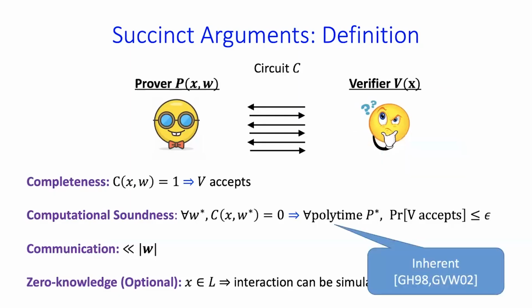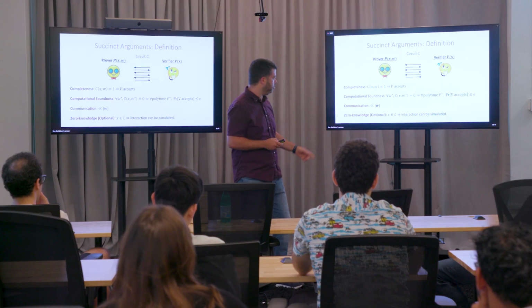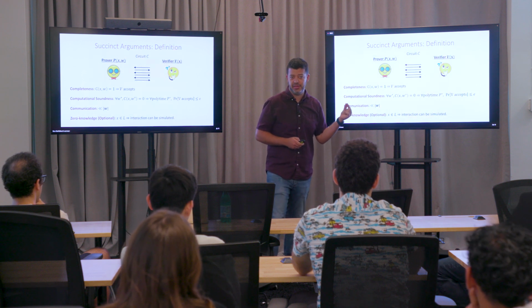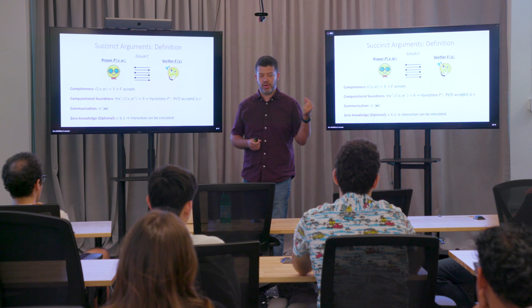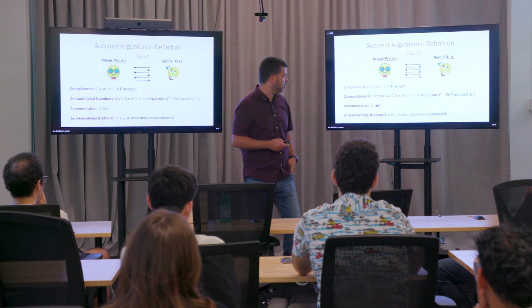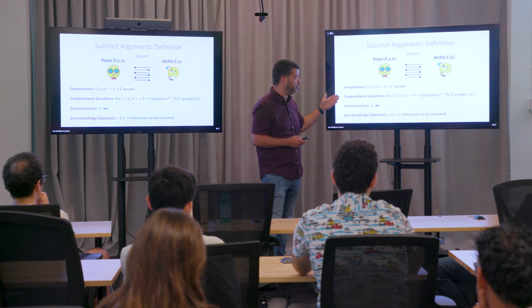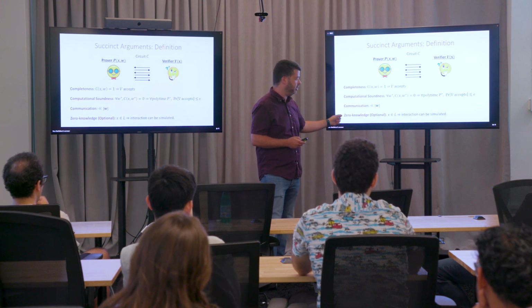Let me briefly mention that the restriction here to efficient provers for this kind of statement is inherent. If you wanted soundness even against unbounded provers, you'd have a problem. But I think, pragmatically, it's good enough to think of efficient provers. As we said before, we're looking for communication that's much shorter than the witness length, ideally polylogarithmic or so. Another property that would be great to have, but is not necessary for this definition to be highly non-trivial and interesting, is zero knowledge.